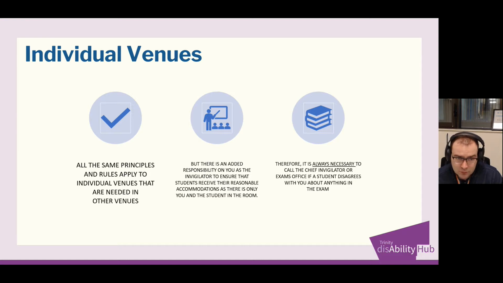Individual venues, all the same principles apply to individual venues, as in other venues. But there is an added responsibility as the invigilator is to ensure that the student receives their reasonable accommodations and that they're the only person in the room with the student. So if there's a doubt, you should always call the chief invigilator, because you don't want to be in a position where a student does not agree with the decision you've made and, for example, may make a complaint after exams.